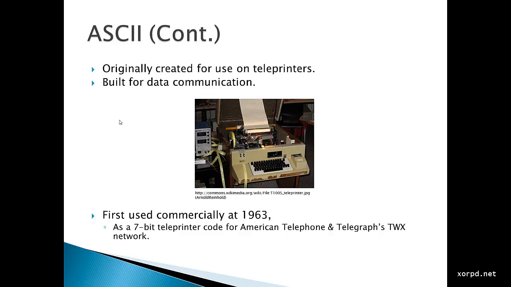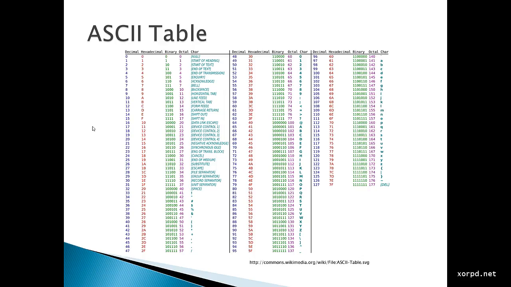That's why you can see in the ASCII code some codes which are mostly used for data communications, and they are not in use today because we don't have those teleprinters today. The ASCII code was first used commercially in 1963 as a 7-bit teleprinter code for American Telephone and Telegraph's TWX network. This is how the ASCII table looks.